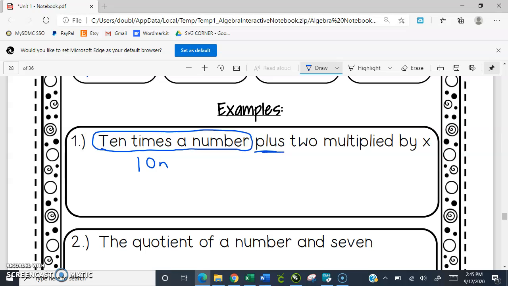Plus 2 multiplied by x. Okay, there's another word, multiplied. So 2 multiplied by x. And that's it. Don't let it scare you because it's words.